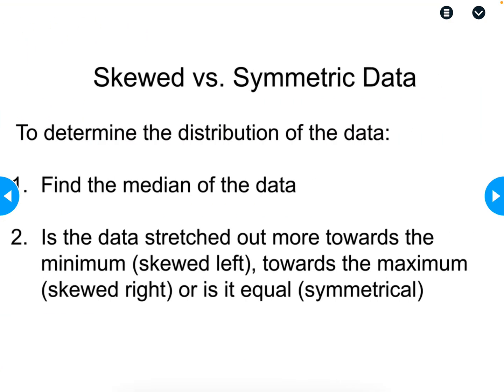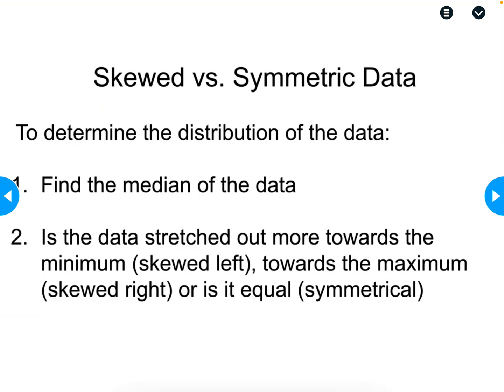Okay, we're going to shift gears to looking at if data is skewed or symmetrical. This is called the distribution of data. When data is skewed, it's stretched out one way more than the other. When data is symmetrical, it's stretched the same distance from the median to the minimum and maximum on both sides.